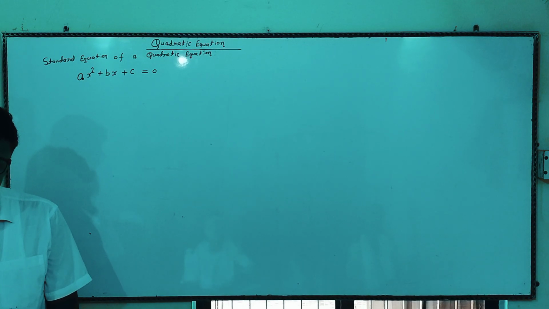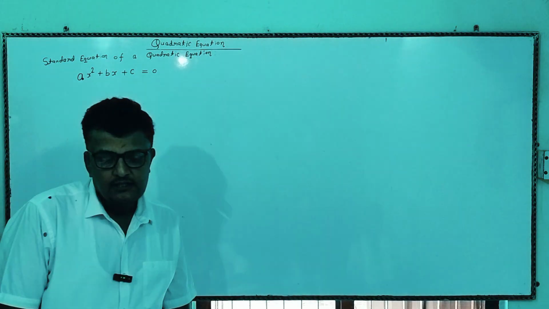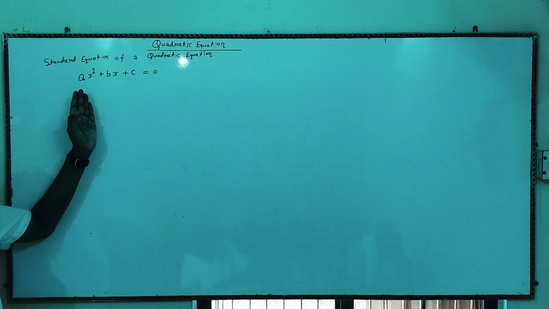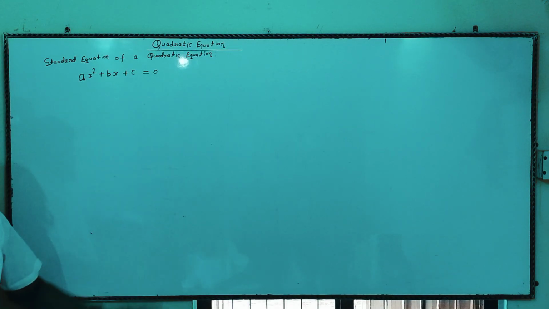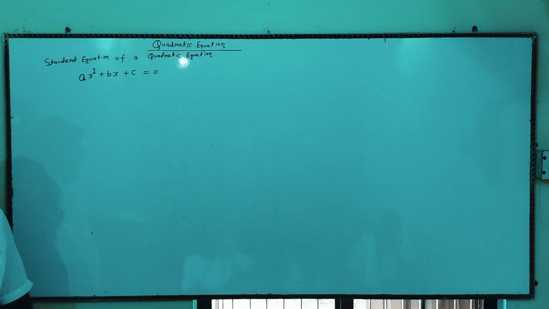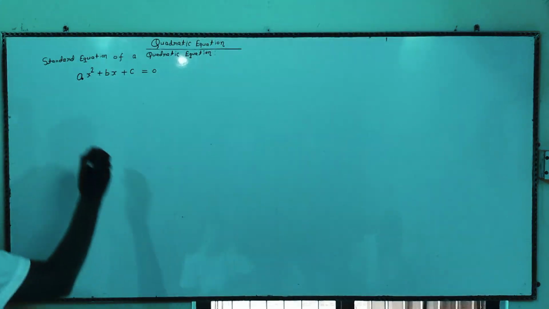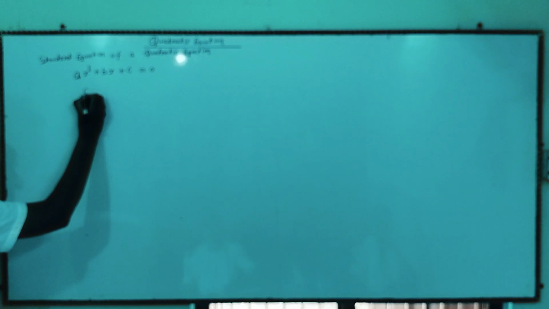तो स्टूडेंट्स आज हम, today we are going to start quadratic equation. So here you can see the standard form of a quadratic equation is ax square plus bx plus c is equal to 0. So what is the compulsory thing? Compulsory thing is a not equals to 0. Why a not equals to 0?